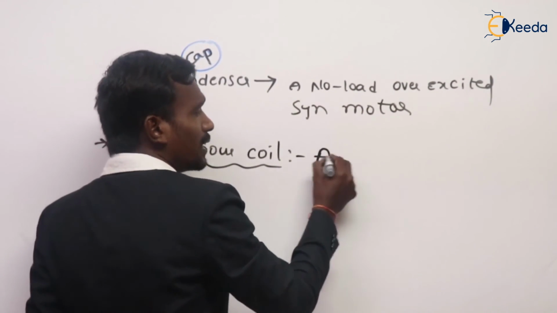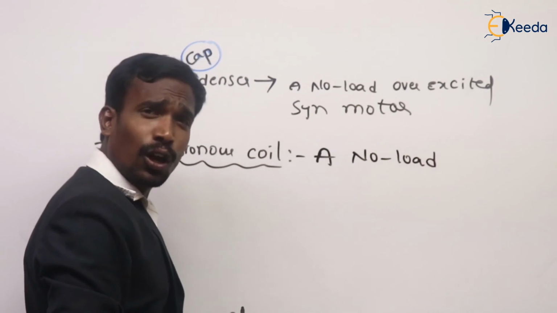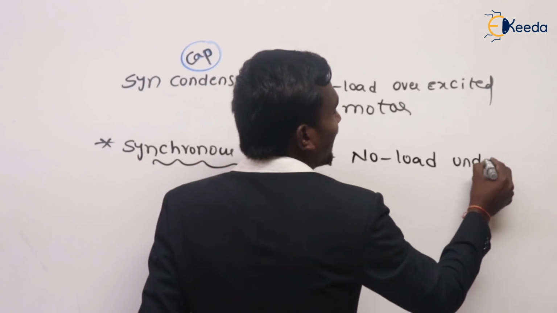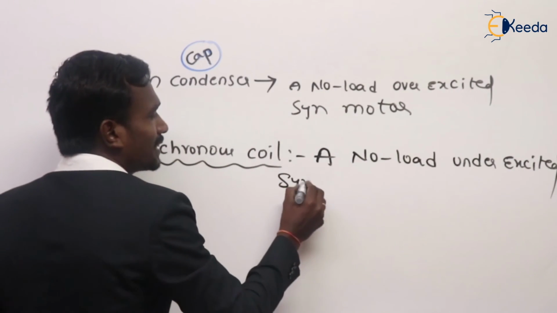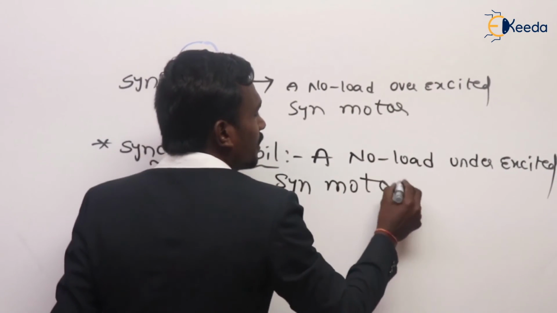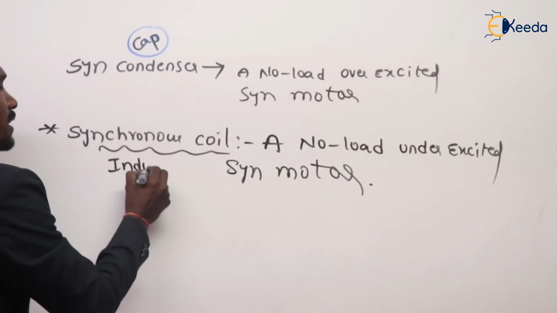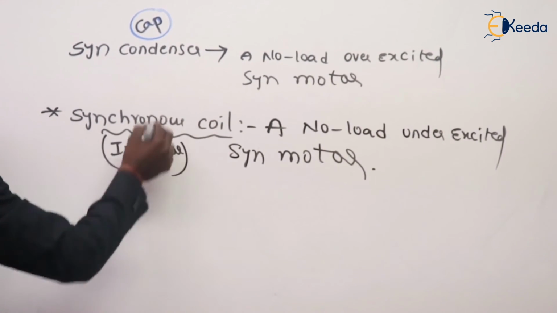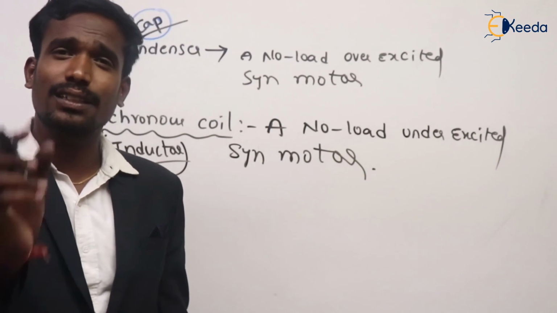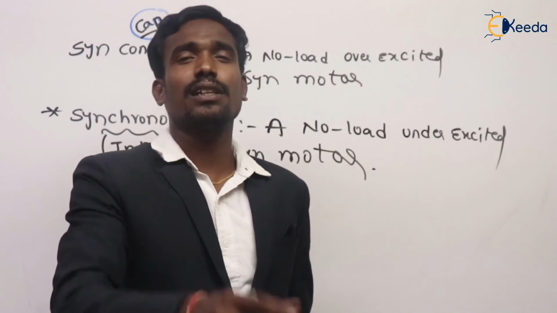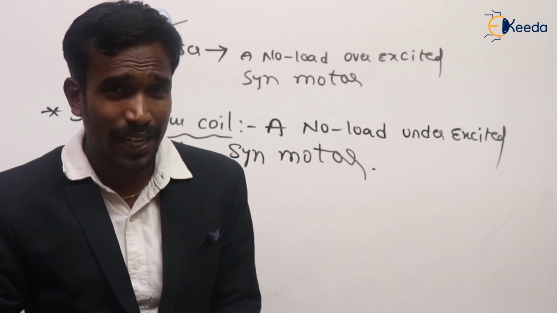Now tell me the definition. A synchronous coil is nothing but a no-load underexcited synchronous motor. Very good answer. An underexcited synchronous motor is called a synchronous coil. This is equivalent to an inductor, and the condenser is equivalent to a capacitor. These are the different definitions in our synchronous motor. Right? Got it? Okay? Thank you.